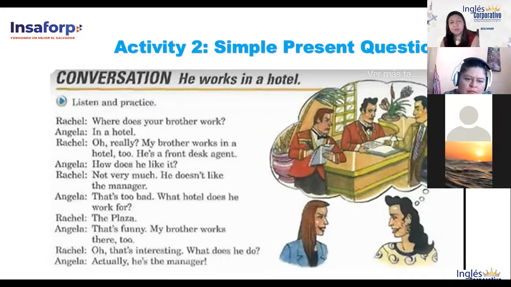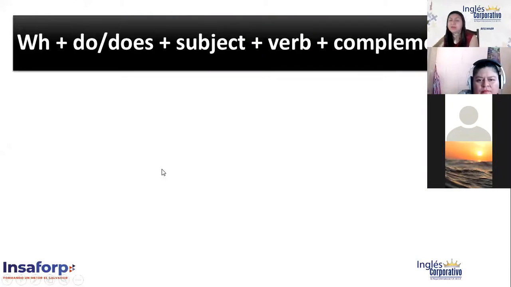Okay, so you can see the brothers and their sisters. Okay, now let's look at the next structure. We have WH plus verb does plus the subject plus the verb plus the complement.